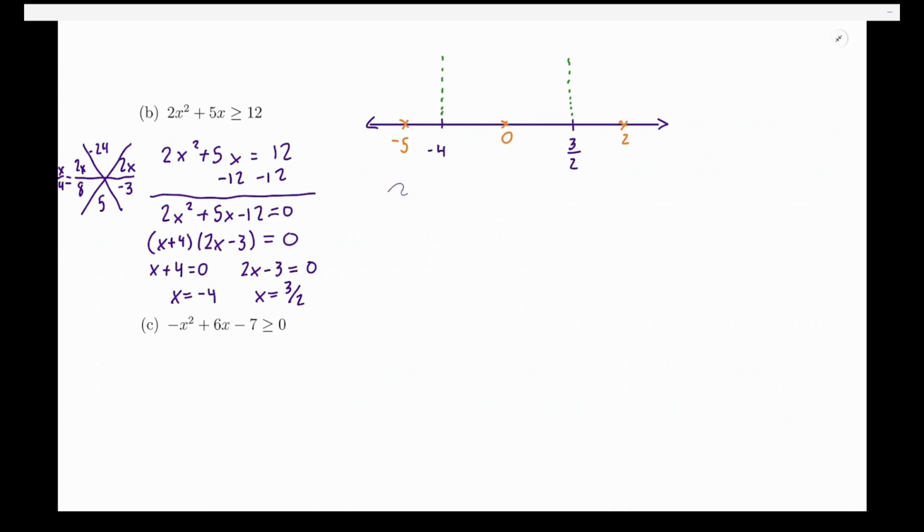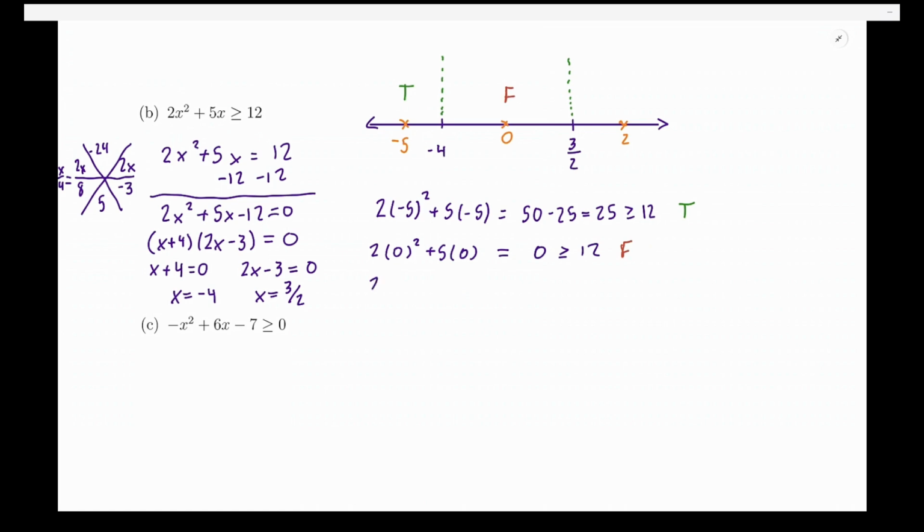Now plug those in. So we get 2 times negative 5 squared plus 5 times negative 5, which is 50 minus 25, which equals 25. Is that greater than or equal to 12? That is true. Then we get 2 times 0 squared plus 5 times 0, which will equal 0. Is that greater than or equal to 12? That is false.